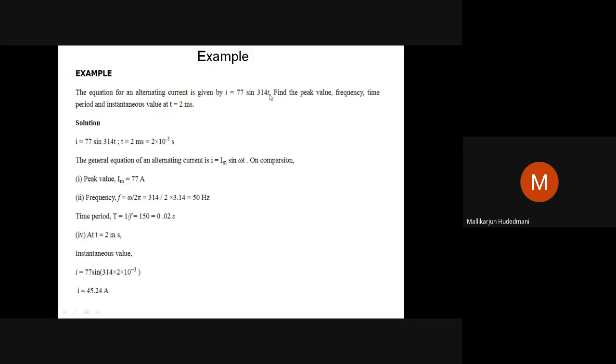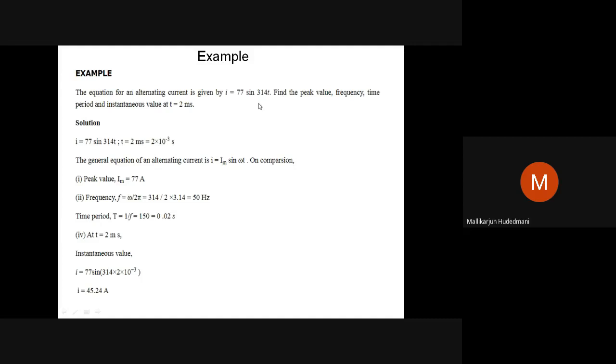In the position of t, substitute 2 millisecond. If you substitute sine 314 into 2 millisecond, work in radians. You will get the value of current. This is how we can do. And suppose in this question there was a substitute: find the RMS value, average, form factor, peak factor of the wave, like that.